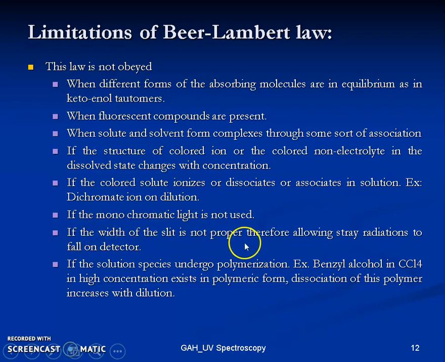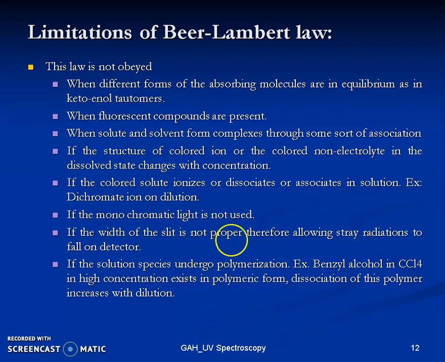If the width of the slit is not proper, it allows stray radiation to fall on the detector. So in the instrumentation part, there is a source of radiation, there is a slit, there is a filter, there is a wavelength selector, then there is a sample cell, then there is a detector.